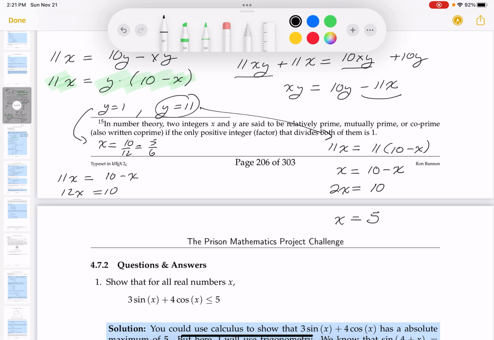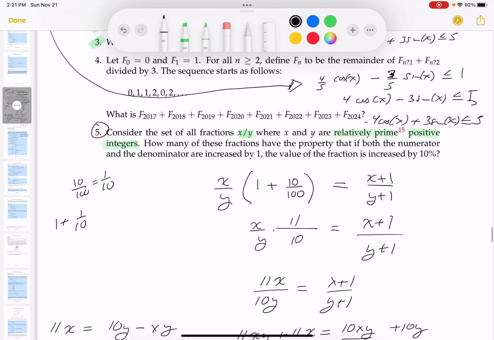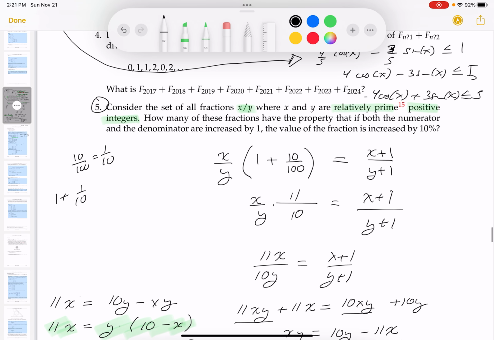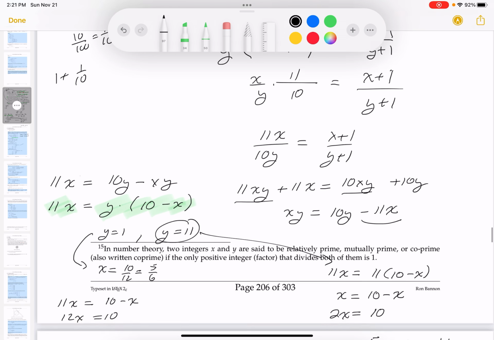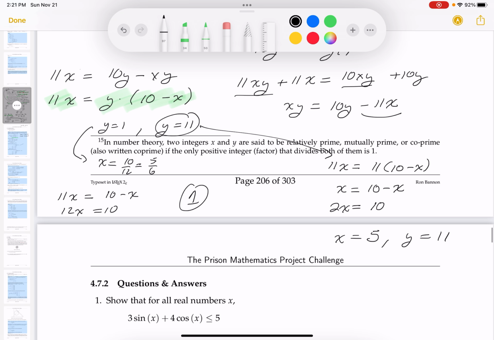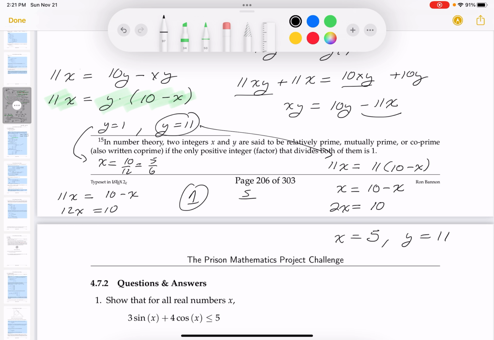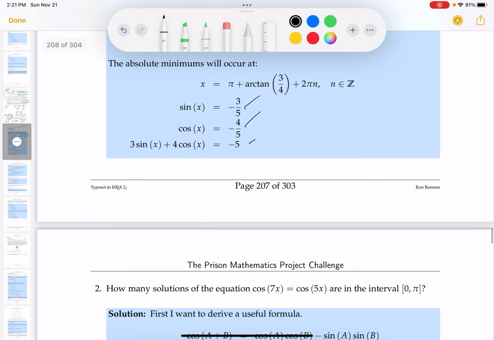You get 5. All right, so what's x? x is 5. What's y? y is 11. Now, by the way, what's the question? Consider all fractions, and so on. How many of these fractions have the property that if both numerator and denominator increase by 1, the value of the fraction is increased by 10%? I only found one. And that's going to be the ratio x over y. So the answer would be the only ratio of integers that are relatively prime to one another, 5 over 11. Okay? Let's look at the answer key. And I think this is going to be number 5, right? I'm going with number 5.